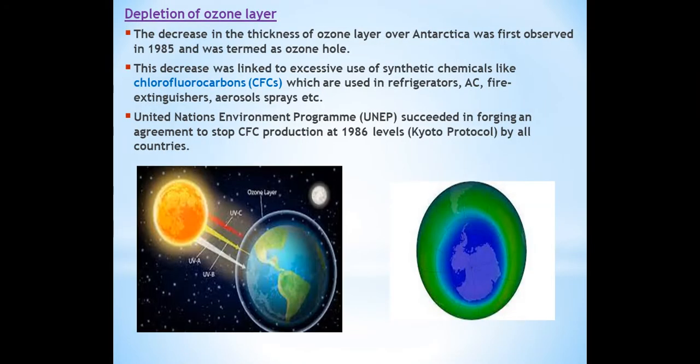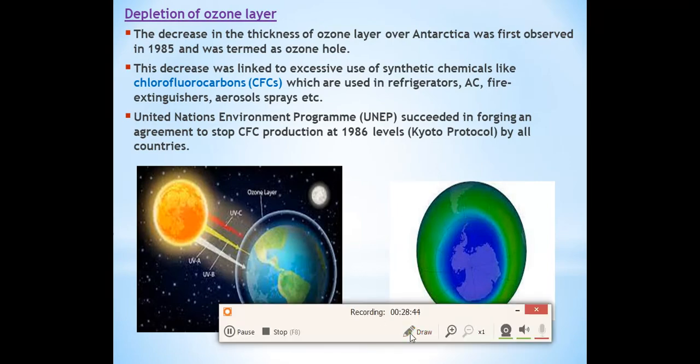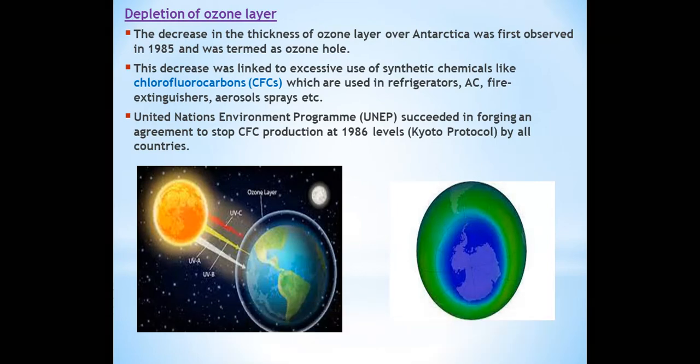Depletion of ozone layer. So what are the problems which we are facing now because of depletion of ozone layer, and what are the factors which are responsible for depletion of ozone layer? Let's learn this. The decrease in the thickness of the ozone layer over Antarctica was first observed in 1985 and was termed as ozone hole.